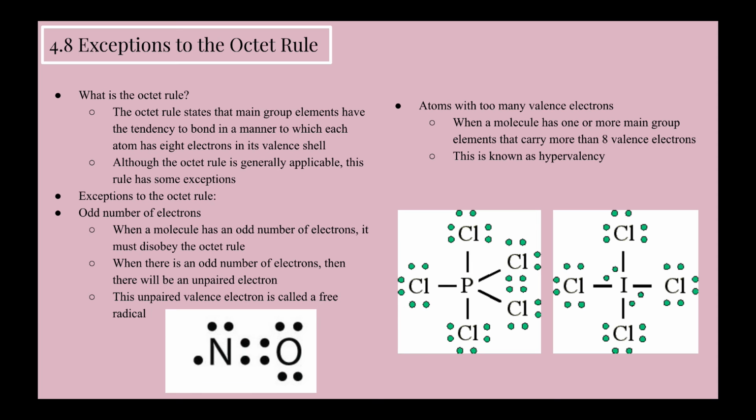As seen in the image near the bottom left, nitrogen has 5 valence electrons. When it bonds with oxygen, nitrogen will be left with an unpaired electron. This unpaired valence electron is known as a free radical. Another exception to the octet rule is the presence of an atom with too many valence electrons. When a molecule has one or more main group elements that carry more than 8 valence electrons, that element is hypervalent. In the middle image, the central phosphorus atom in phosphorus pentachloride can have 10 total valence electrons. One last example is the ICl4 anion. In this ion, iodine actually has 12 total valence electrons.